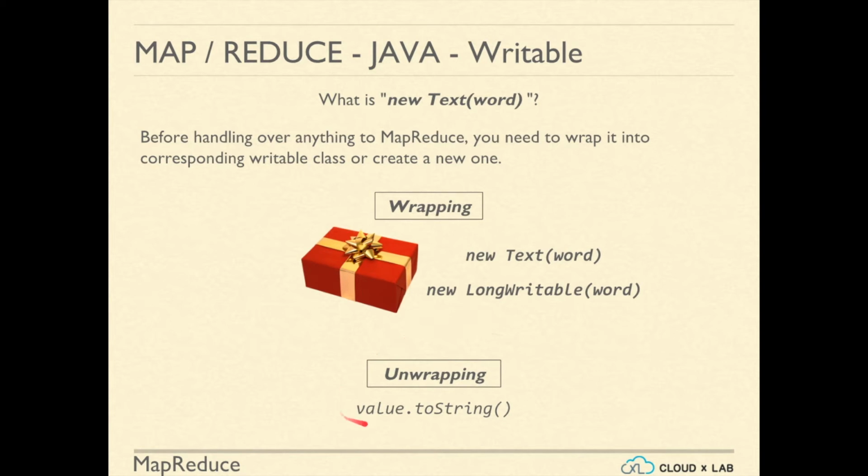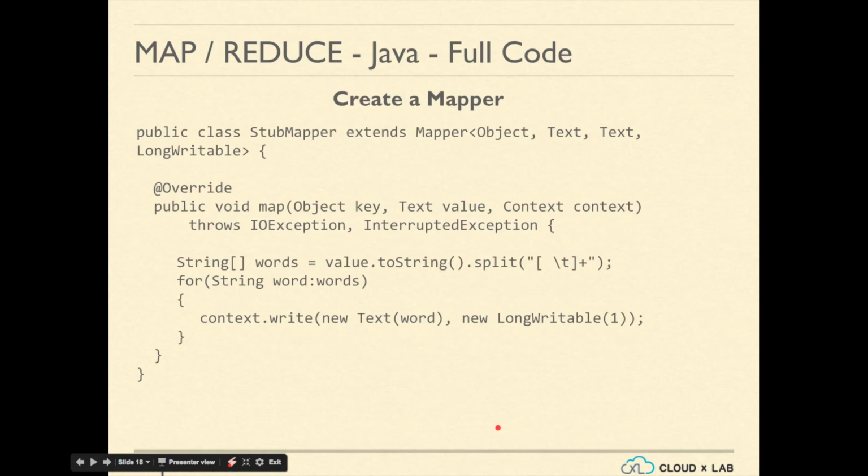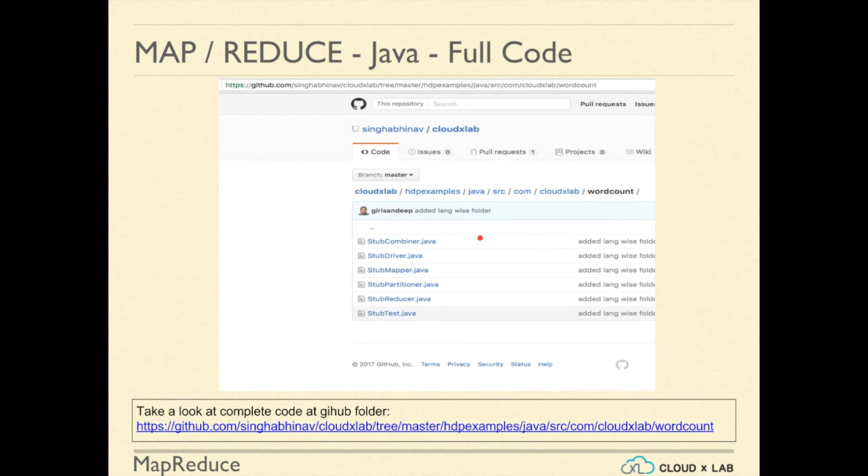And the values that we receive from the framework, such as the first two arguments of the map function, we need to unwrap those too before using. In our example, we are converting the Text class to String by calling the toString method on the Text object. Now, here's the complete code along with exception declarations, which is part of the Java way of handling errors. To take a look at the complete code, please see it at the displayed URL of our GitHub repository.